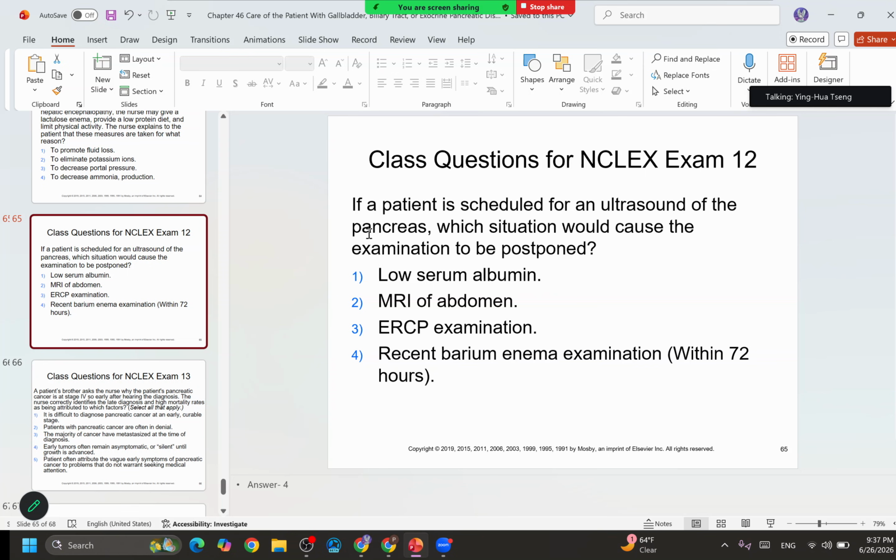That's why you cannot see the pancreas very easily on an X-ray or CT scan. So this is the reason within 72 hours, if you have a barium enema, you need to keep drinking water and pull out all the barium. That's why we can go to the next exam right away.